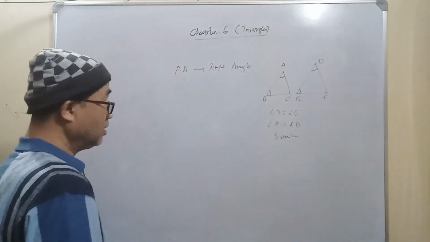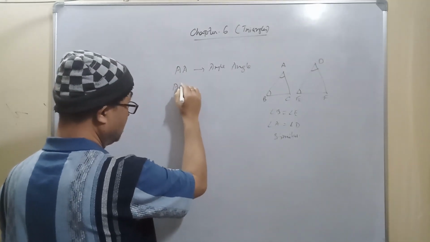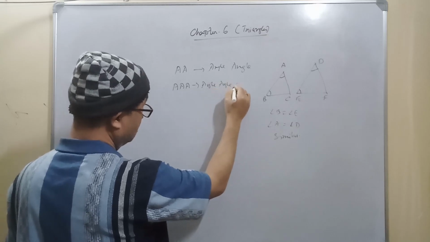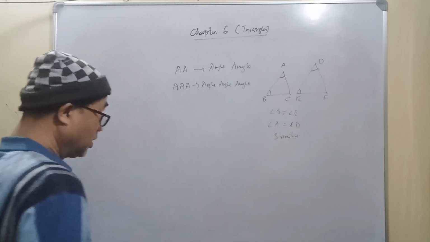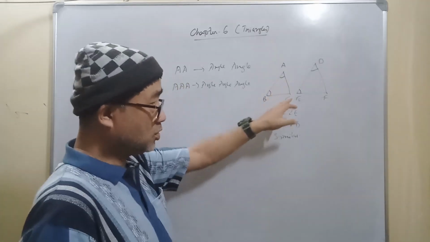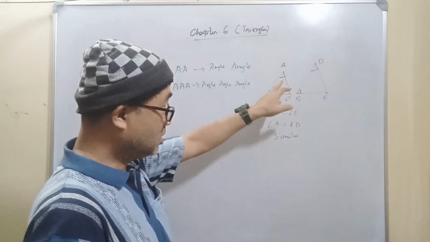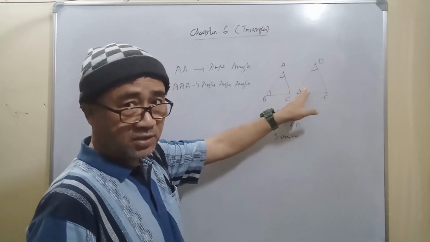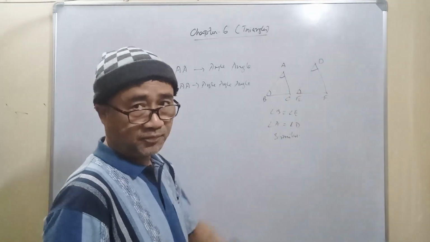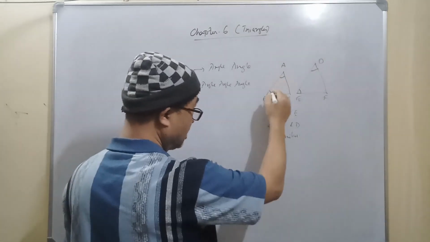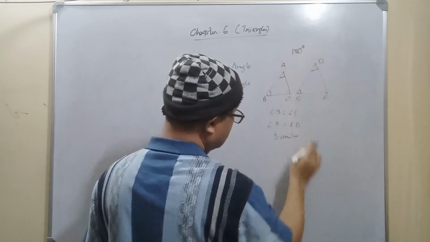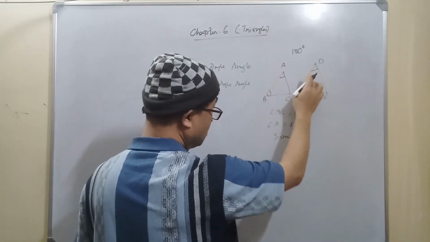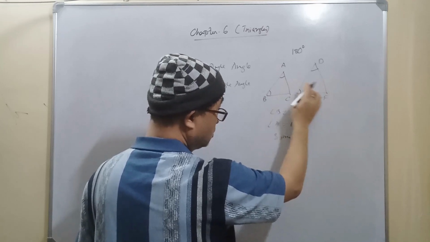Now this is also known as triple A criteria, because if two angles are equal, then automatically the third angle is equal. If two angles of a triangle are equal to two angles of another triangle, then automatically the third angle is equal. Why? Because the three angles together is always 180 degrees. So the third angle also will be equal.